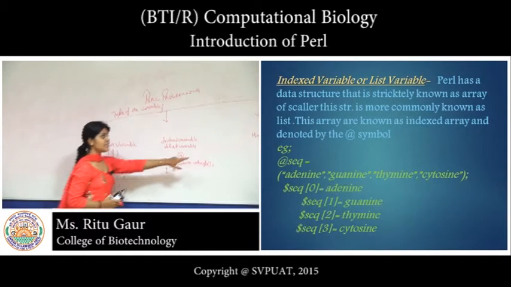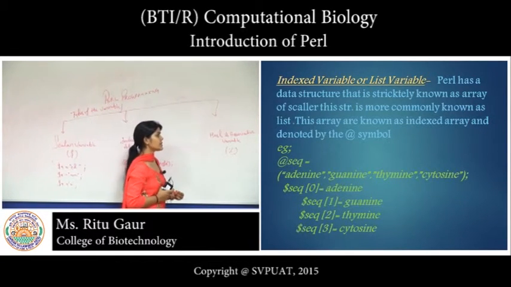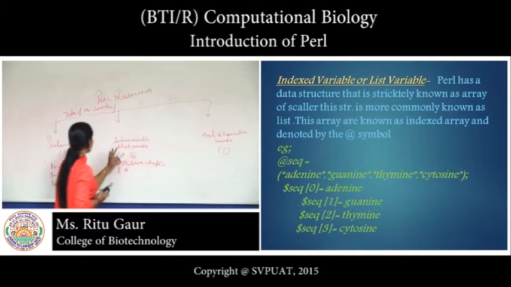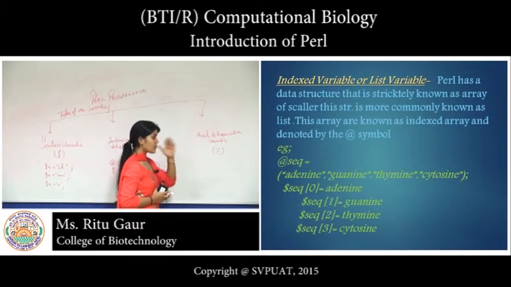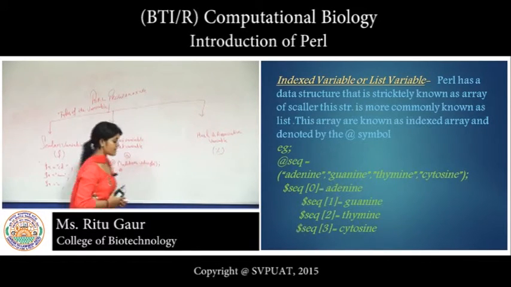Hash or associative variables are completely based on the index variable or the scalar variables. In this type of variable, how can we create the hash or associative variable?